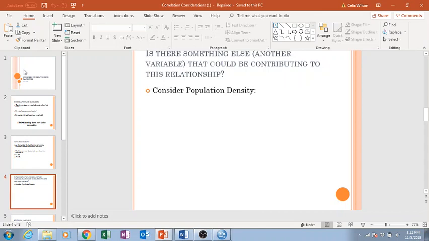right? So there could be something else, another variable that could be contributing to this relationship, and the answer here is population density. So as a city, a town, a region becomes more populated, you typically have more churches and more crime, but it's just due to population density. So this kind of touches on the issues of research design. You can think of it as garbage in, garbage out.